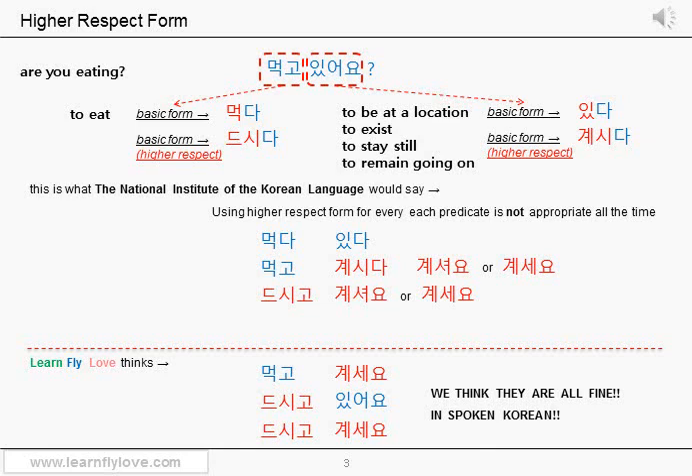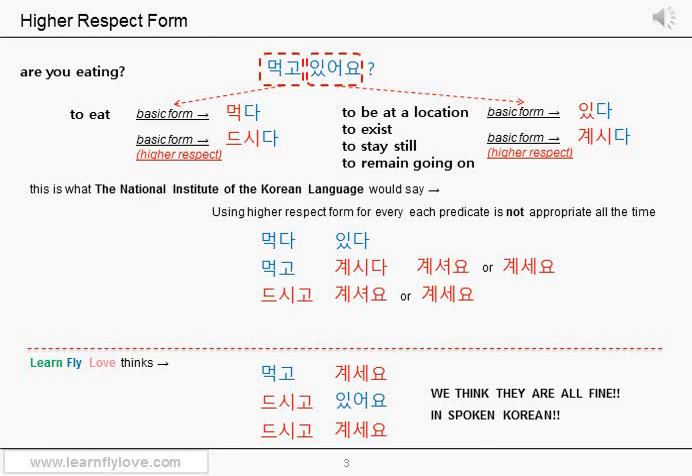It's too complicated to explain what the National Institute of the Korean Language says about using higher respect forms. In a nutshell, it is okay to turn only the last predicate into the higher respect form in many cases. But sometimes you should turn both of the predicates into higher respect forms, especially when the main predicate has a special or irregular higher respect form, because it sounds natural that way.